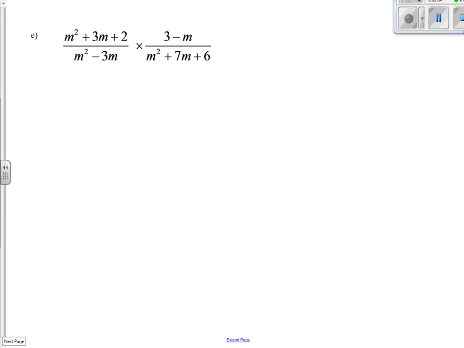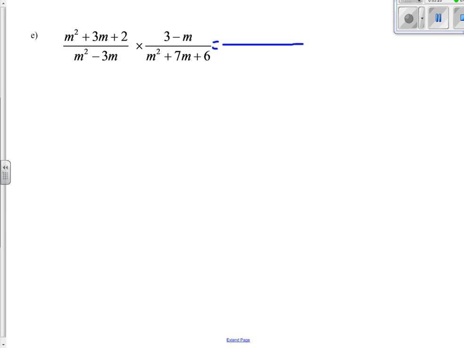As soon as I see adding and subtracting, I know that I do not have this in factored form. If I see brackets, I have it in factored form. So let's make it so. We're good at this. All right.